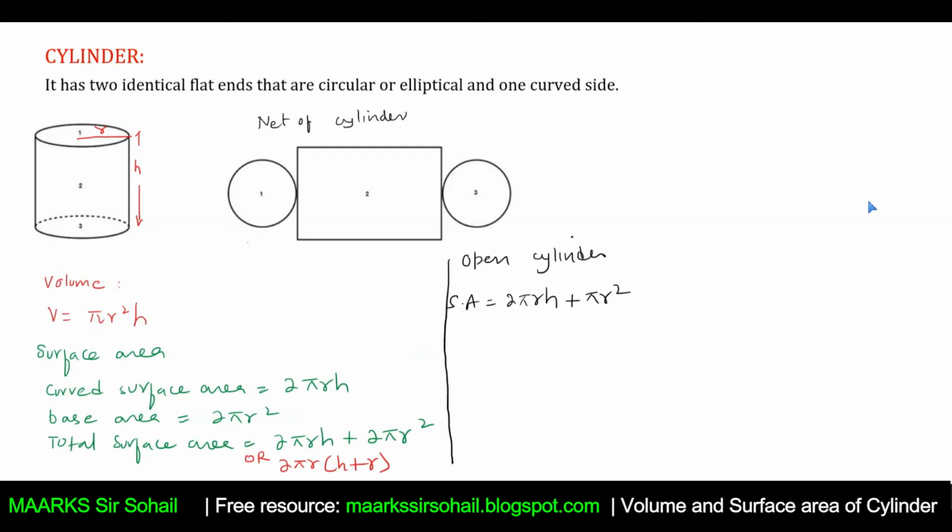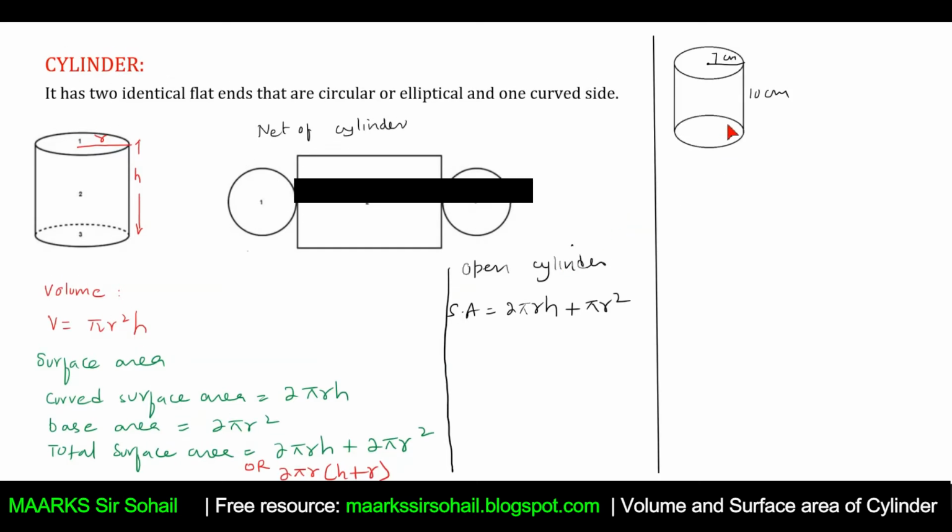Now I'll solve a few questions so you understand it clearly. We have a cylinder with radius 7 centimeter, so we write r equals 7 centimeter, and height is 10 centimeter. The question is to find the volume and total surface area. Whenever they say surface area or total surface area, it's the same thing. If they want to ask about the curved surface area only, then we need to use only that formula.